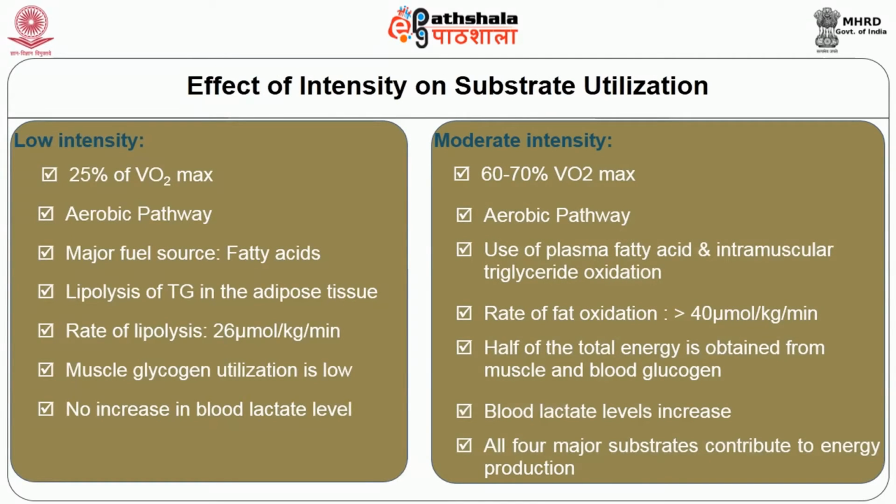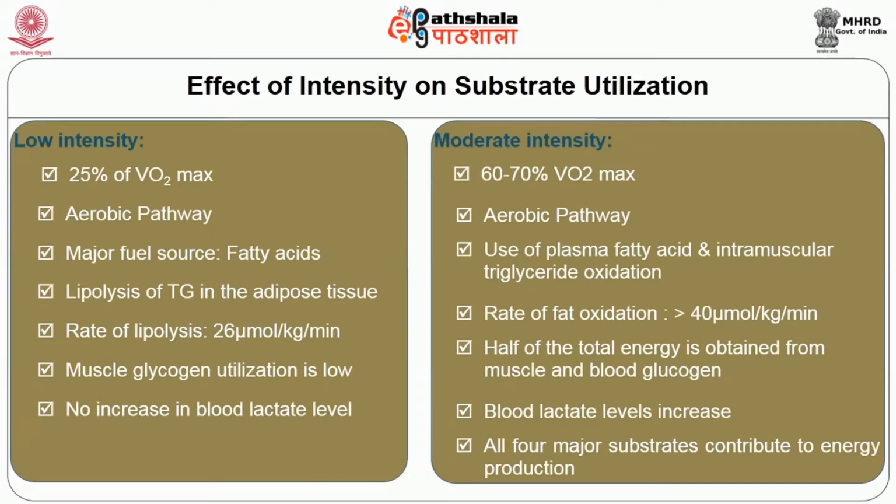So, let us talk a little more about the effect of intensity on substrate utilization. Let us compare the low intensity exercise to moderate intensity exercise. In the low intensity exercise, as I said, 25% of VO2 max is used, whereas for moderate, 60 to 70% VO2 max is used. We may consider aerobic pathway in low intensity exercise and moderate intensity exercise, but only intensity does not help. Intensity has to be clubbed with the duration, then only we help our body to use fat as a substrate for energy.